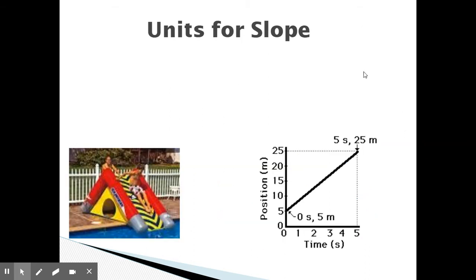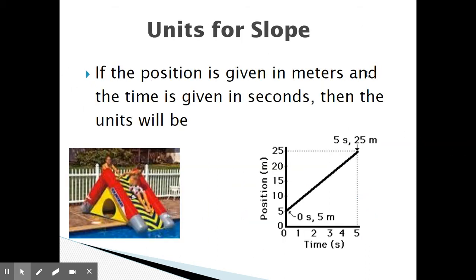Okay. All right. So what are the units for slope? Well, the units for slope depend on what the position in time is measured in. So in this particular example, the position is measured in meters and the time is measured in seconds. So since y goes over x, it's going to be meters per second. That's going to be our units for this particular graph. If it was miles on the y and hours on the x, it'd be miles per hour, and so on and so forth.